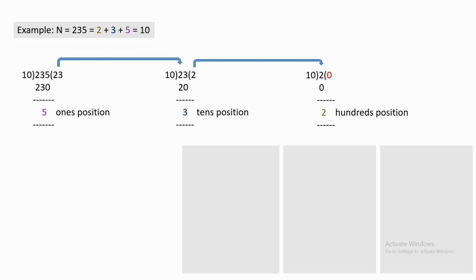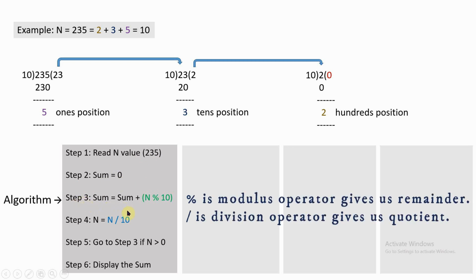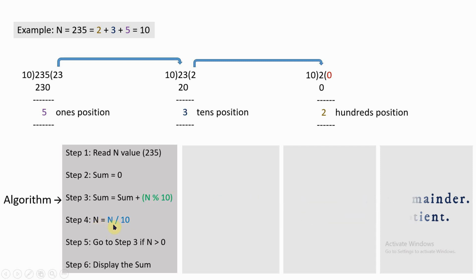Now we will see the algorithm. In step 1, we need to read the n value from the user. In our case, that is 235. In step 2, we consider a variable sum that should be initialized with 0. In step 3, we add the remainder of the division n by 10 into sum to get a new value of sum. Then in step 4, we find the quotient of n divided by 10 and replace n with that quotient.